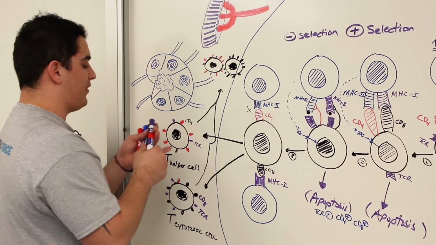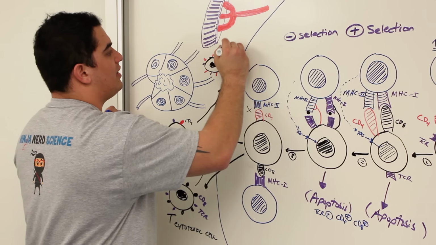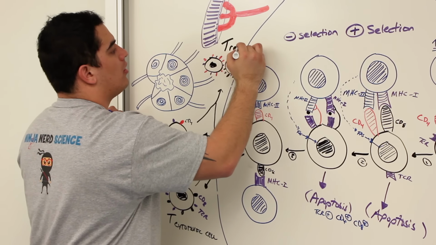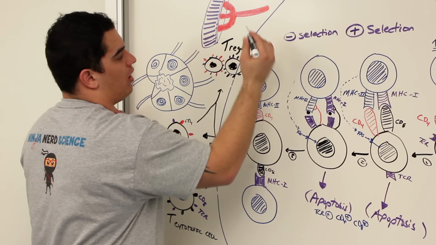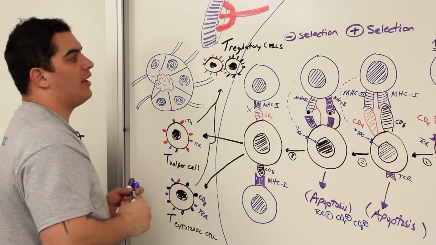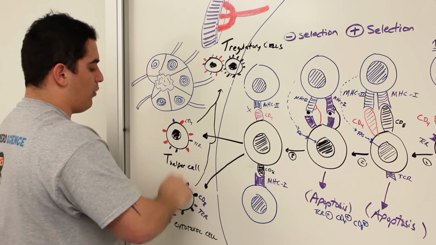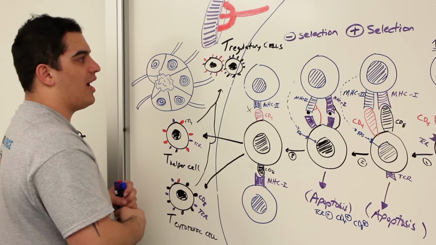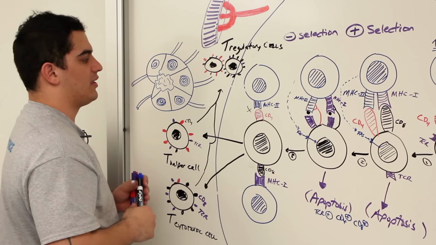into a specific type of cell, and this is called a T regulatory. Sometimes they call them suppressor cells also. And these are very, very important for being able to regulate the activity of the T helper and the T cytotoxic to prevent autoimmune diseases.